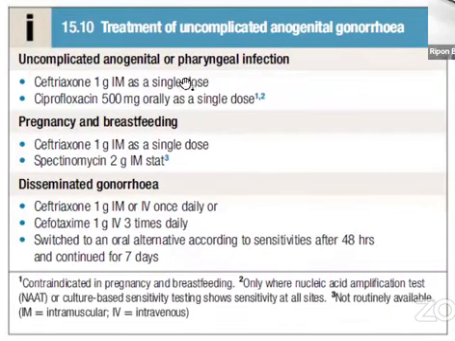This guideline, taken from Davidson Medicine, shows that for uncomplicated anogenital gonorrhea, single-dose ceftriaxone is preferred, or we can give single-dose ciprofloxacin. In a pregnant lady, ceftriaxone can be given. For disseminated gonorrhea, ceftriaxone or cefotaxime, and switch to an oral alternative according to sensitivity after 48 hours. So empirical therapy switches to definitive therapy according to the culture sensitivity report.